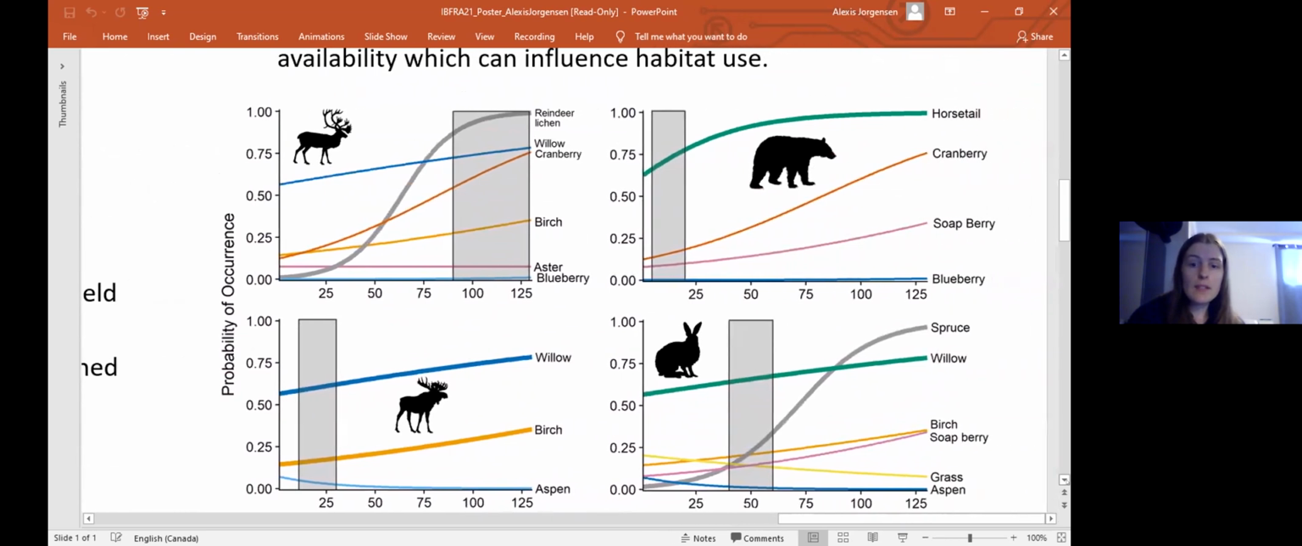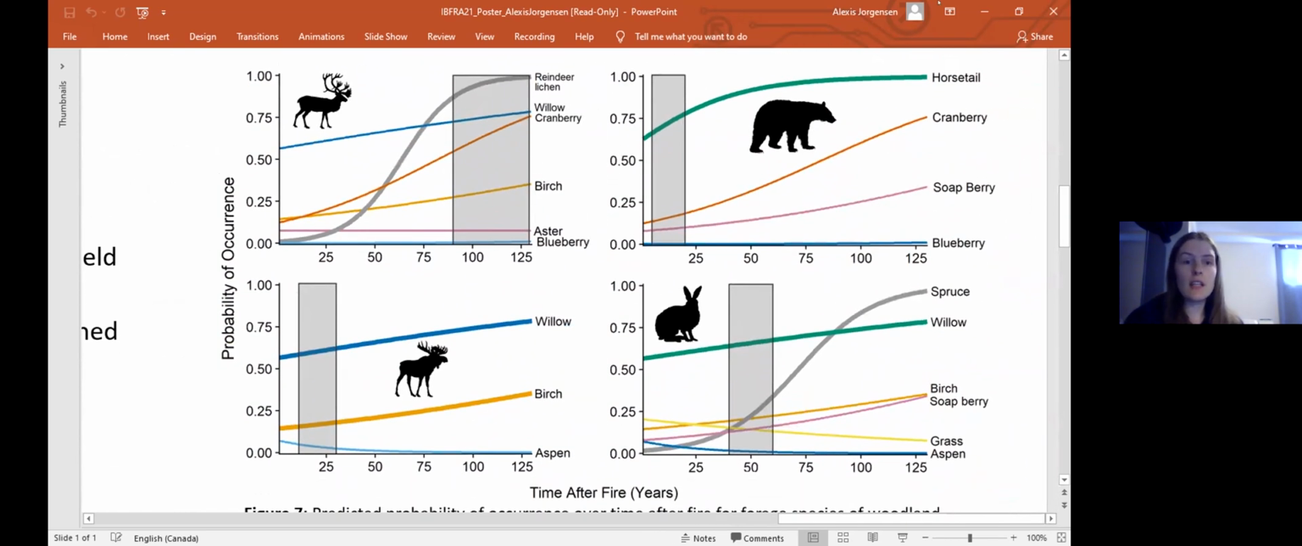These are my graphs. I'm not studying forage specifically, or I'm not studying animals specifically. I don't have any animal data. So effectively what we did is we made linear models showing vegetation recovery over time for a bunch of different forage species. And then we just plunked them all on a single graph.